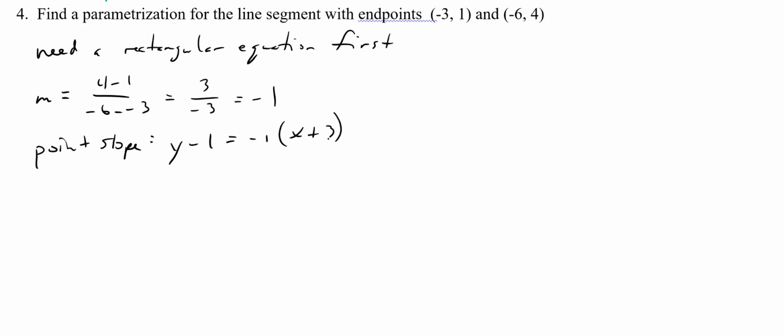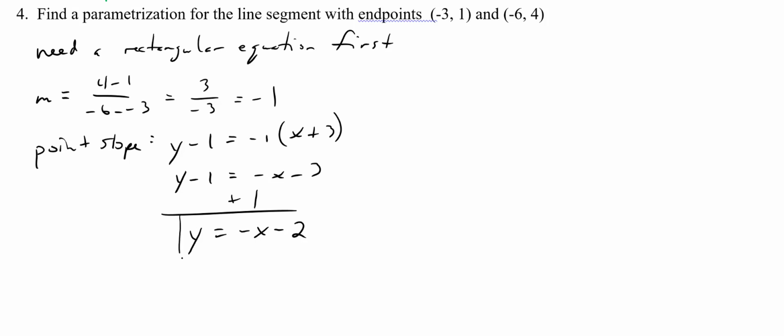Okay, I'm actually going to change it into slope-intercept form just because I really want to solve for y so that I can do a parametric. So I get y minus 1 equals -x minus 3, and add 1. So I get y is equal to -x minus 2. And that's it. That's my rectangular equation.